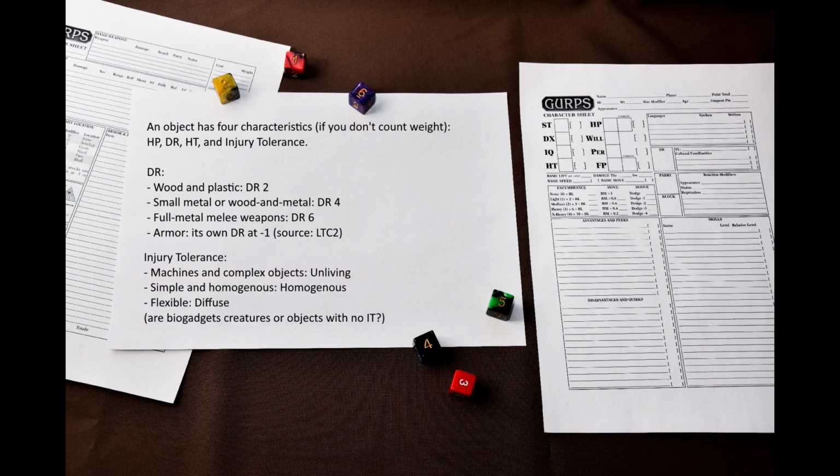Aside from DR, most objects have some sort of injury tolerance. Machines and other complex objects usually are unliving. Simple and homogeneous objects are, well, homogeneous, and flexible objects like nets are diffuse. Could there be an object without injury tolerance? GURPS Biotech has some biological gadgets, but would they be objects without injury tolerance? Or would they be creatures? I don't know, the line is blurry.